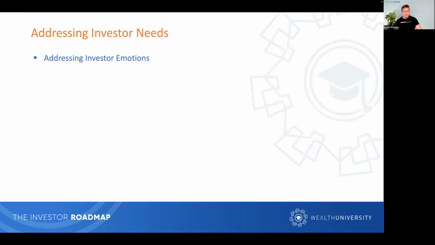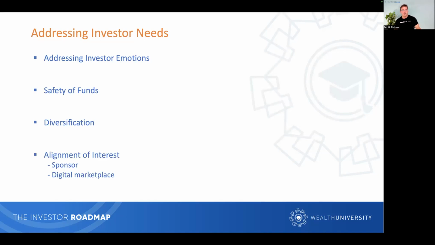So what does an investor need? Firstly, we want to address the investor emotions. Secondly, you want safety of your funds. Thirdly, you want diversification. Fourthly, you want alignment of interest, which is really important. You want the sponsor, who's the partner on the ground, the investor, and us, the marketplace, to all be aligned. The way we do that is we align through the fees.